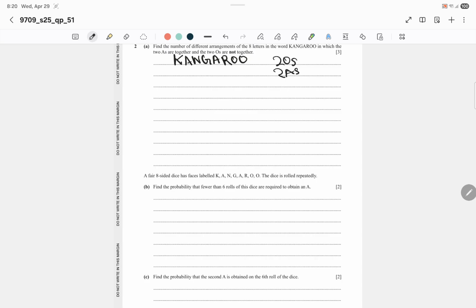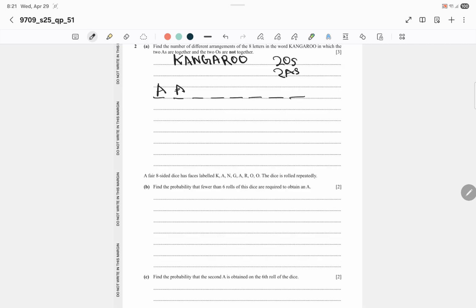Okay. So 8 letters, right? So 8 boxes. 1, 2, 3, 4, 5, 6, 7, 8. So in which the two A's are together. So just write two A's over here. They are together. And the two O's are not together.